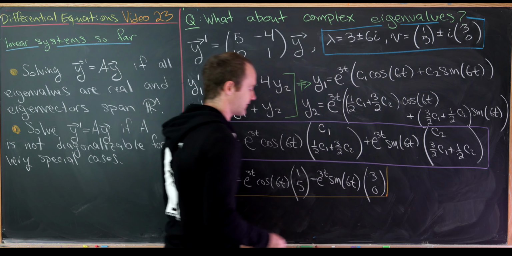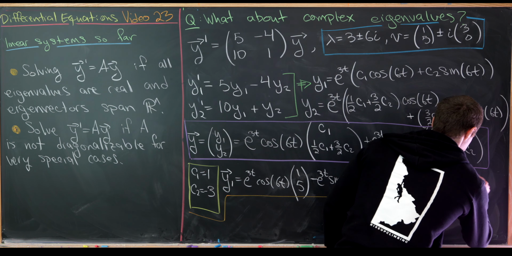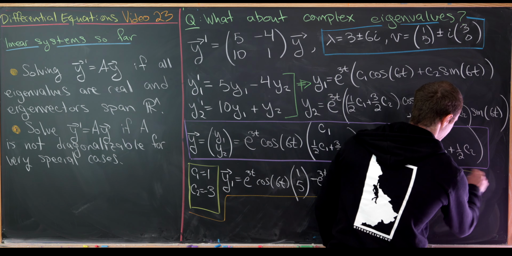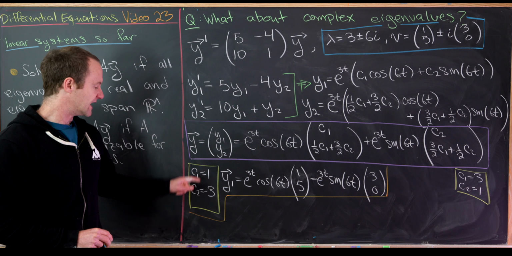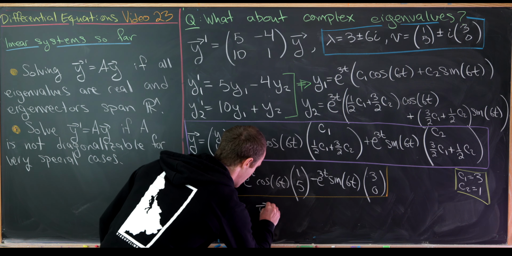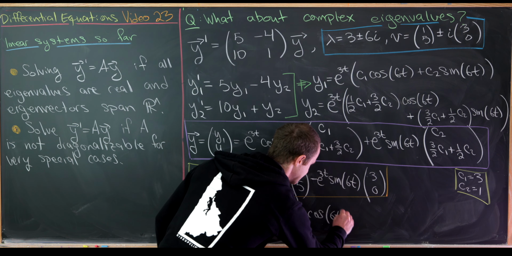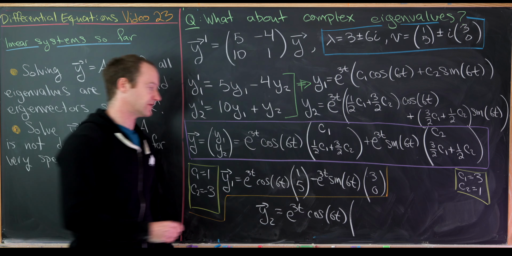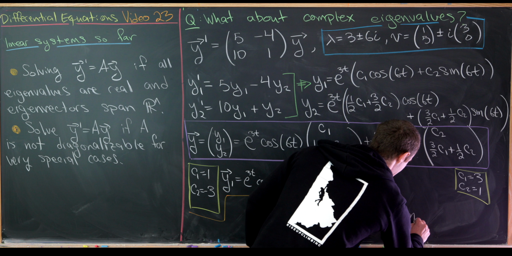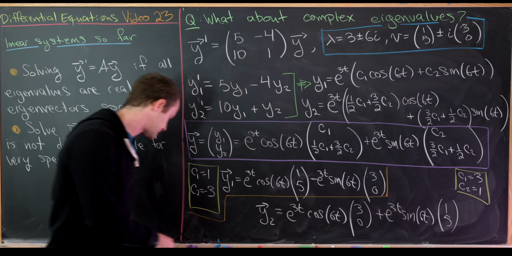And now let's see what we could get for another choice of c1 and c2. Here we'll take c1 equal to 3 and then c2 equal to 1. So it's kind of the dual of what we just saw, except we don't have a minus sign in this case. That's going to give us another solution, which I'll call y2 vector. So we'll have e to the 3t cosine of 6t, and now this is in the direction of (3, 0). And then we'll have plus e to the 3t sine of 6t, and this is in the direction of (1, 5).